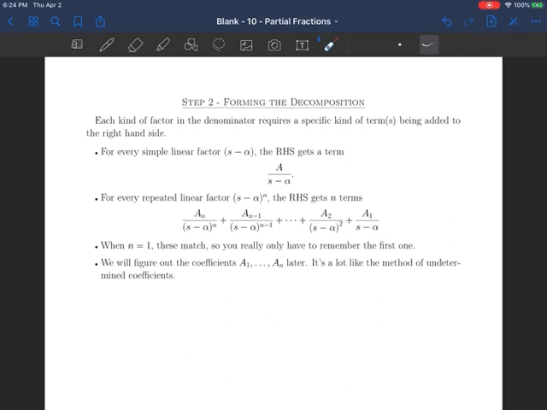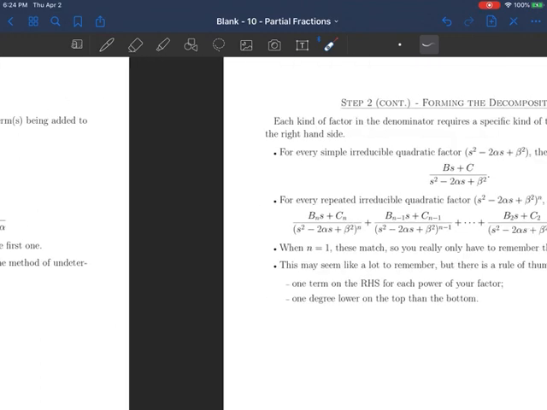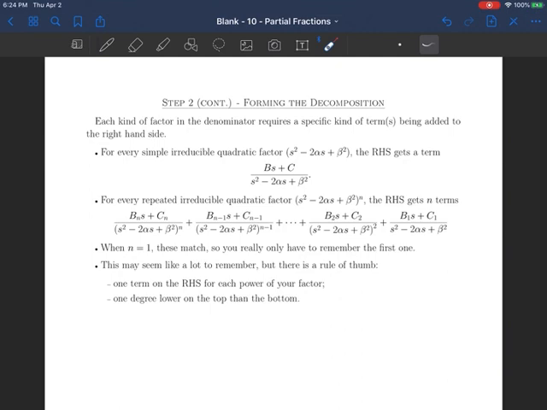And then we're eventually going to have to figure out what the coefficients A1, A2, A3, and so on are. We're going to do that later, and it's going to work a lot like the method of undetermined coefficients. Okay, so that's the first 2 kinds of things, the linear factors and the repeated linear factors. What about if you have an irreducible quadratic? If you have a simple irreducible quadratic, s squared minus 2 alpha s plus beta squared, then you get something that looks like, well, the top will be, instead of just a constant, bs plus c.